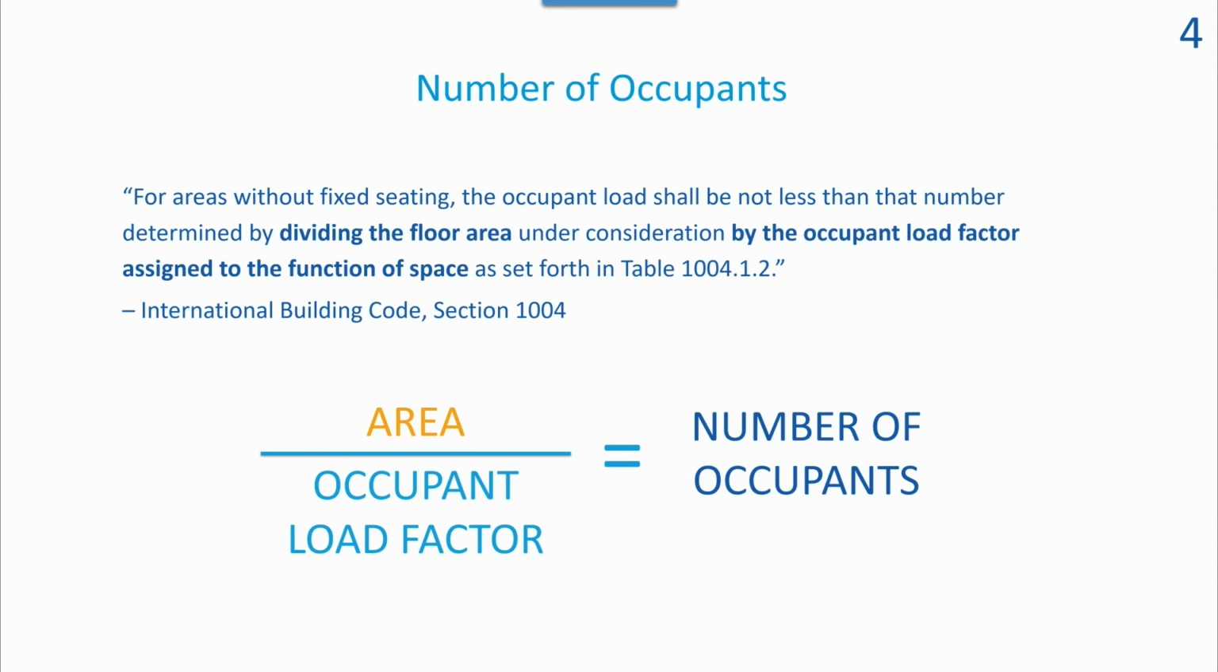So, number of occupants. Essentially, the code book, the International Building Code, says that you take the area of a space and divide it by a load factor, which is given to you by the code, and that equals your number of occupants. So it seems pretty straightforward, right? The first step we need to do is think about area.